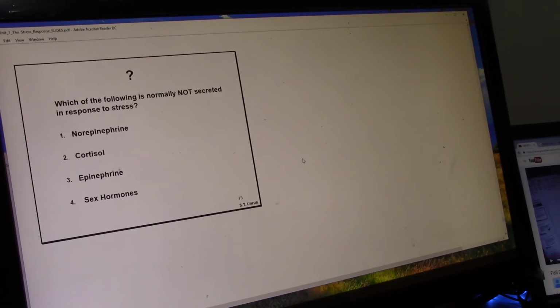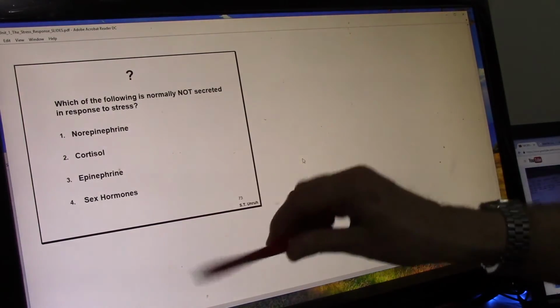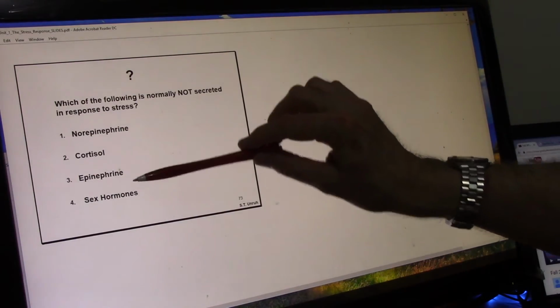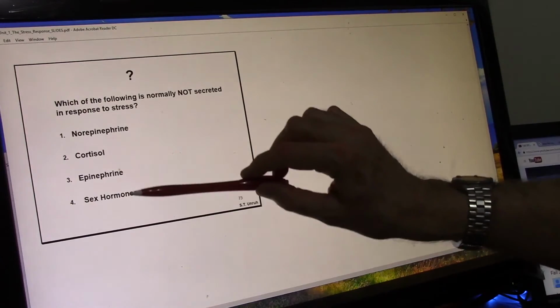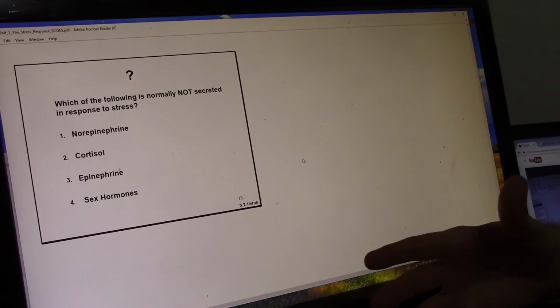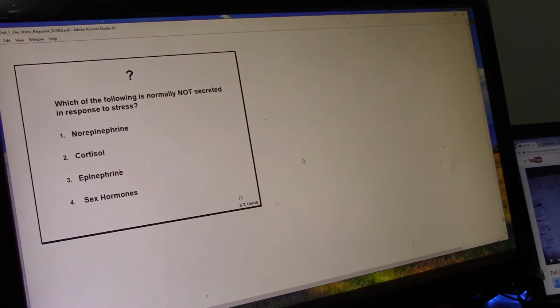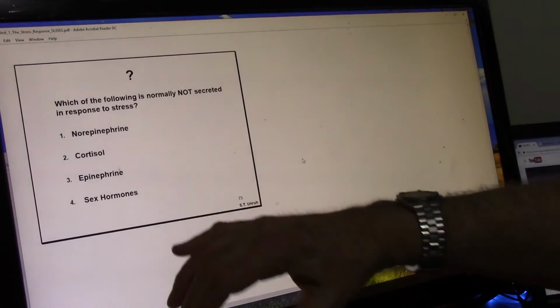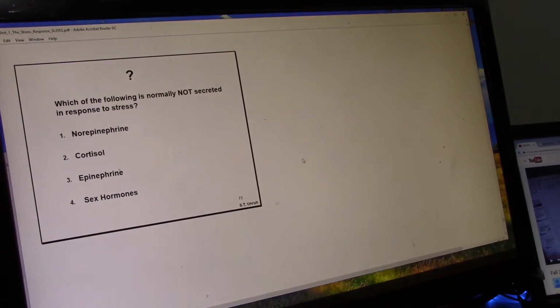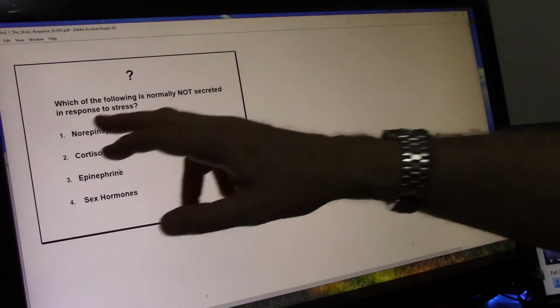Okay, which of the following is normally not secreted by stress? Well, we know norepinephrine is, cortisol is, epinephrine is. The sex hormones are not, because when you're under stress, that's the last thing you need to do is be reproducing. So the sex hormones will be temporarily sort of turned down so that we can deal with the stress at hand.